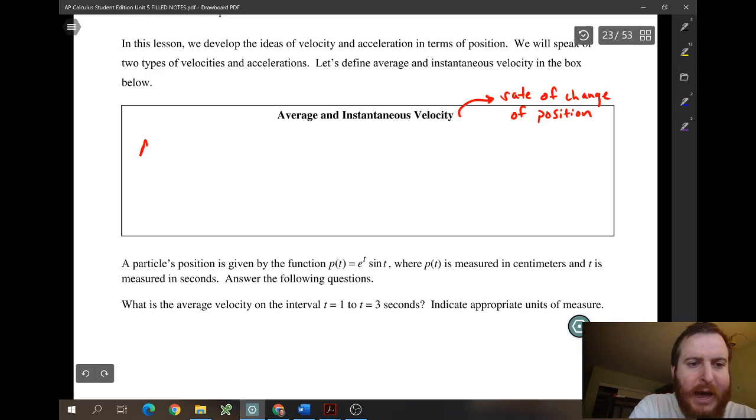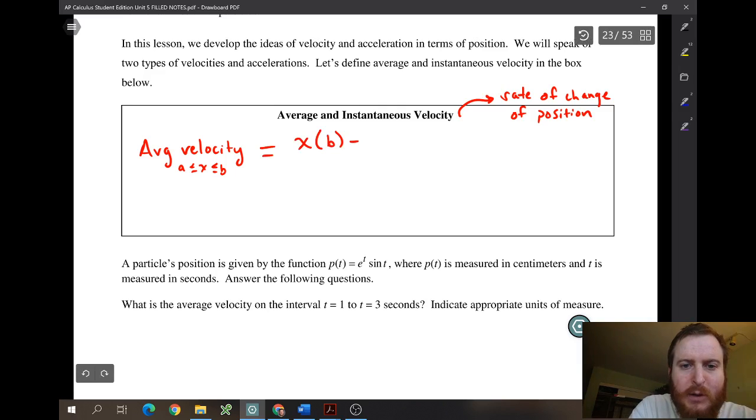So when we have average velocity, we're always going to need an interval. So maybe like from A to B, right? So our average velocity formula is going to be the position at B minus the position at A divided by B minus A.